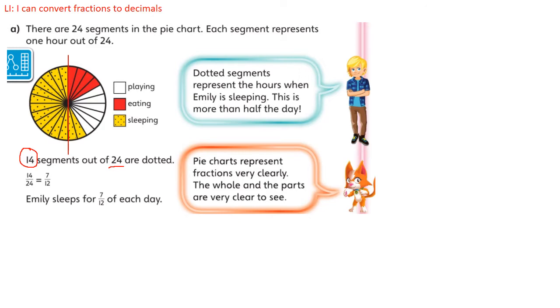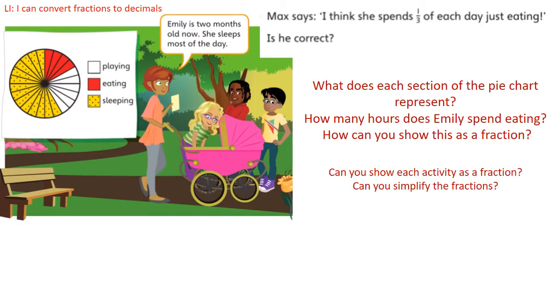Okay, so Max says, I think she spends 1/3 of each day just eating. Is he correct? Well, first of all, which colour on our chart are we looking at for eating? Well, we can see that eating is this red part here. And there are 1, 2, 3, 4 sections or 4 hours that she spends eating.